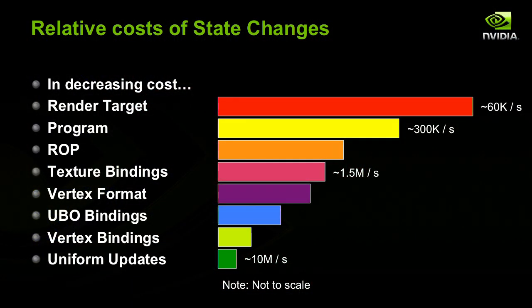So really quickly, though, let's talk about just the relative costs of different state changes. I just pulled a few from a synthetic benchmark, and we find that if you're changing render targets, you can probably do about 60,000-ish of those a second. I was actually surprised they were more expensive than program changes, but there you are. Program changes, on a recent GPU, on a recent driver, it's 300K-ish. You start getting better with texture bindings. It's 1.5 million. So that's plenty, but it's still, I want more, right? And then finally at the bottom, if you're just calling GL uniform, you can do that pretty frequently.